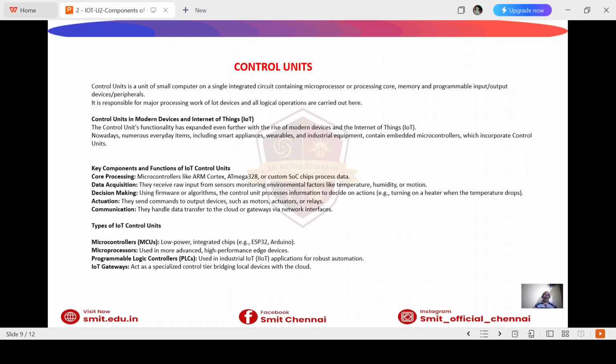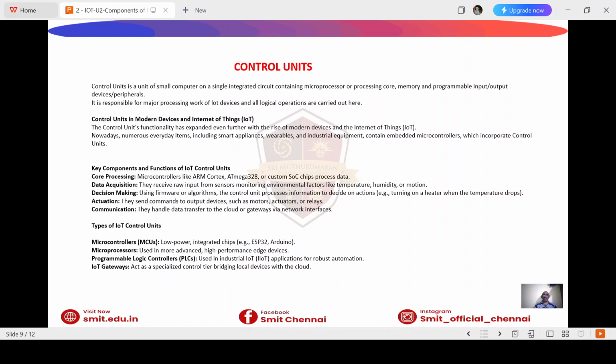This control unit's functionality has been further increased with the rise of modern devices and the IoT. The key components and functions of an IoT control unit: first, core processing. Nowadays you have ARM Cortex microcontrollers, the ATmega320 microcontroller, and various customized system on chip processors. This is the main core area. Then data acquisition, like environmental factors such as temperature, humidity and motion, which we get from the sensors. Then decision making using some firmware program or algorithms, where the control unit processes information to decide which action has to be taken, for example whether to turn on the heater based on temperature or not. And actuation, where it sends commands to output devices, either motors, hydraulic pumps or water relays, whatever it may be.